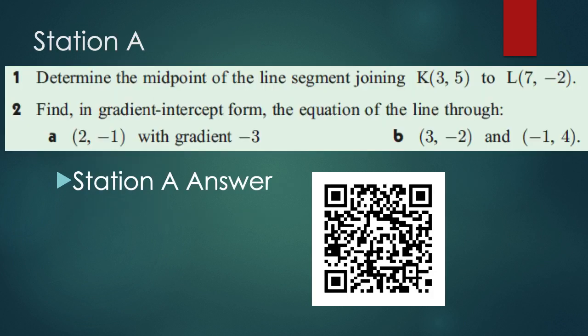So for station A, you were determining the midpoint of a line segment joining 2 points. And then for the second question, find in gradient intercept form the equation that goes through those given pieces of information. In this activity, if you see the word gradient, you might also understand that as the word slope. Both are interchangeable in algebra, and so depending on how you learned it, you might have heard a different word, but just know that gradient and slope are interchangeable.